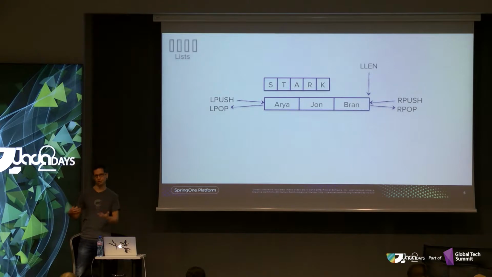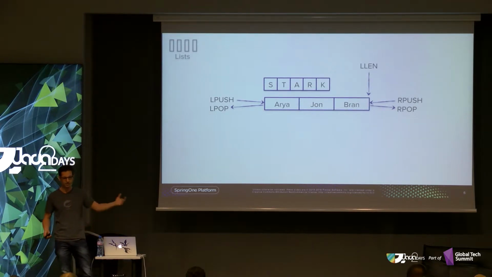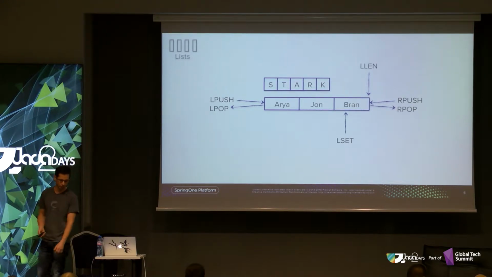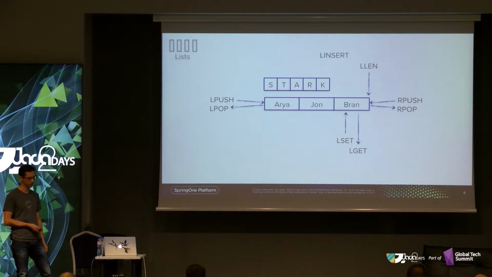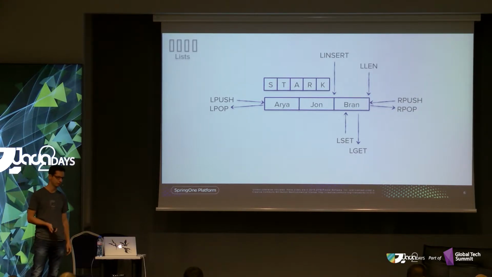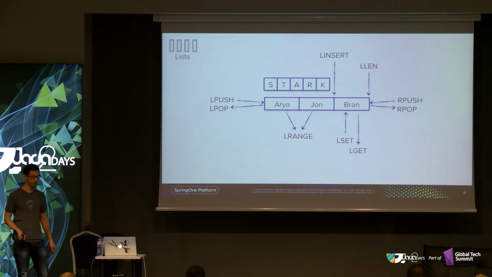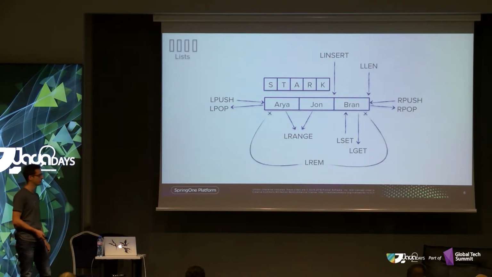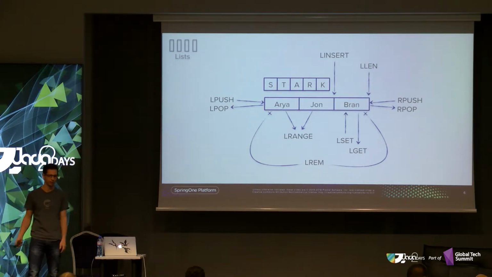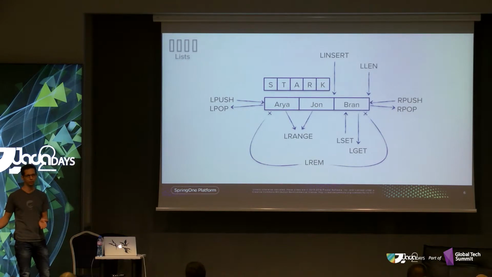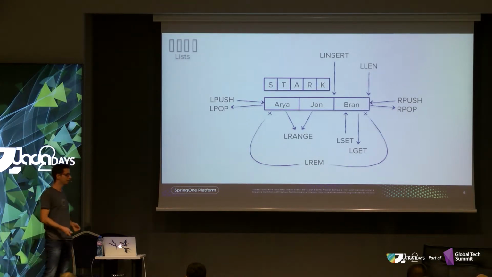You already recognize a pattern in there, so it's a list data structure. All the commands start with L. Pretty easy to remember. You can set stuff, you can get stuff at an index, you can set it at a specific position. Of course, you can retrieve ranges and you can remove stuff from there, just using an offset, how many items to remove from the list. You use a negative offset to remove it from the right end and a positive offset from the beginning.